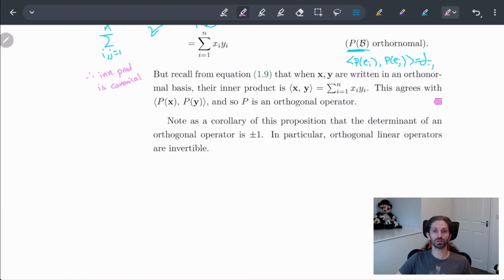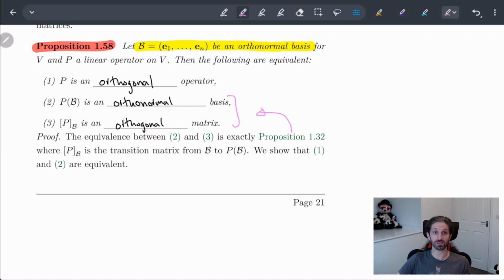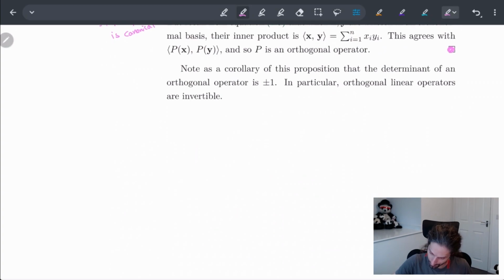Now, what this means is, as a corollary of the proposition, remember there was a remark that we said that the determinant is always plus or minus 1 for the orthogonal matrix. What this means is if P is an orthogonal operator, then its determinant is plus or minus 1. The determinant of an orthogonal operator is always plus or minus 1. In other words, they're always invertible. So that's another nice thing about orthogonal linear operators.